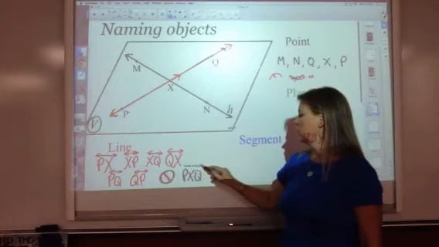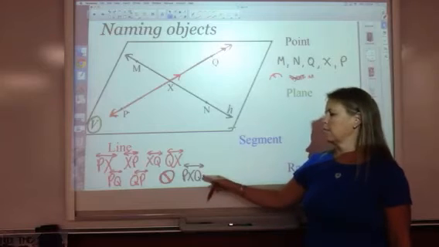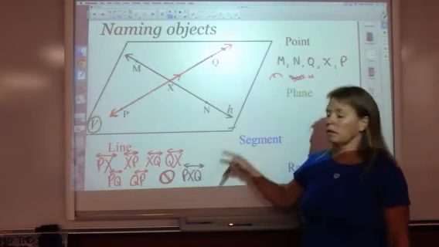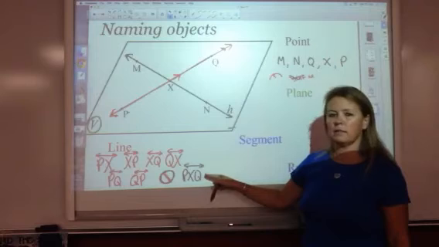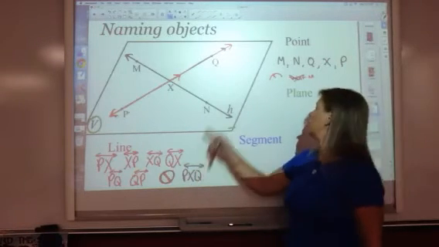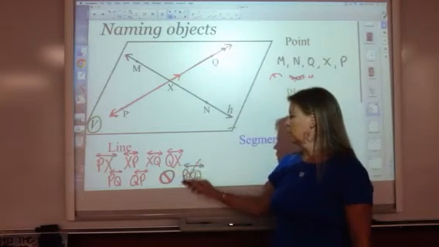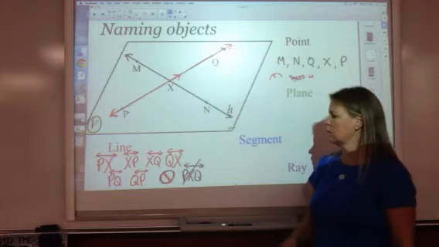PXQ. Illegal, wrong, against the rules. You will get it marked wrong today, tomorrow, next assessment, and the rest of your career in math if you use 3 points for a line. We need 3 points for a plane. We only need 2 points for a line. So don't do that.